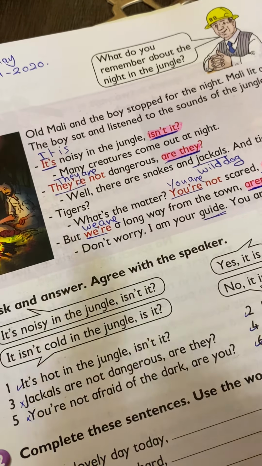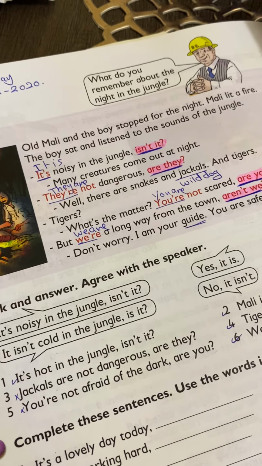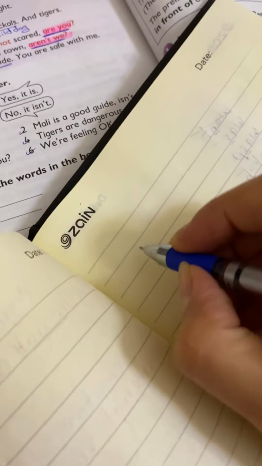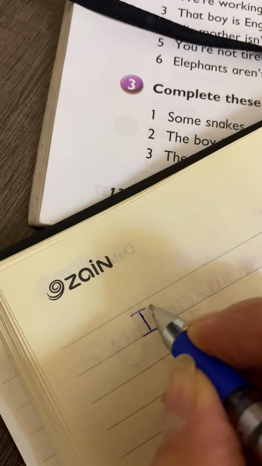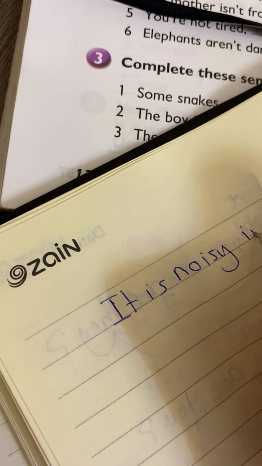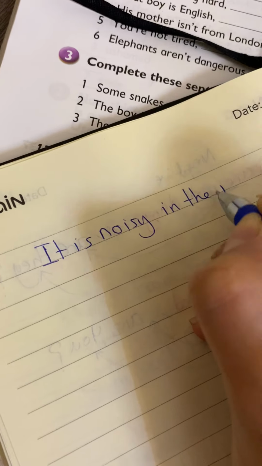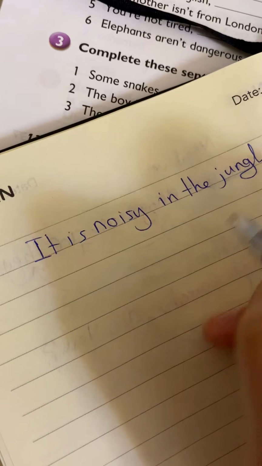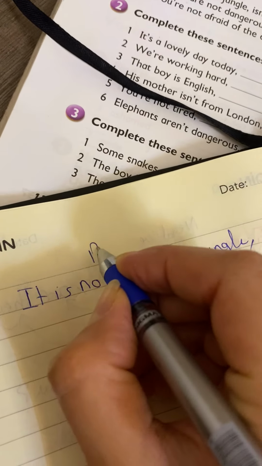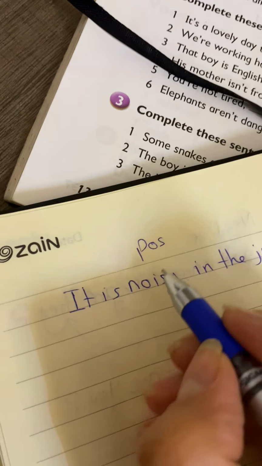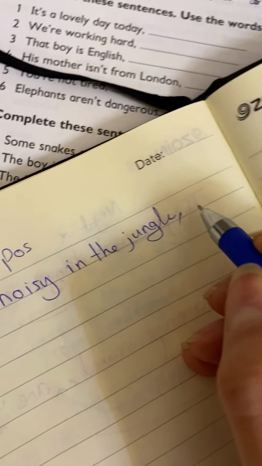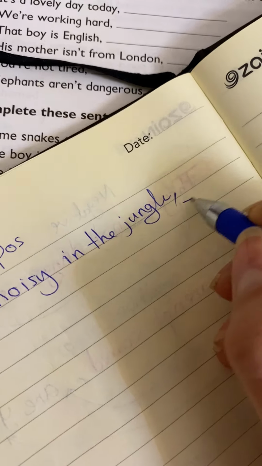Okay, so look here. It's noisy in the jungle. Okay, then we have a comma. Now, this sentence is positive because the verb is positive without not. Right? So, how can we write the question tag here?